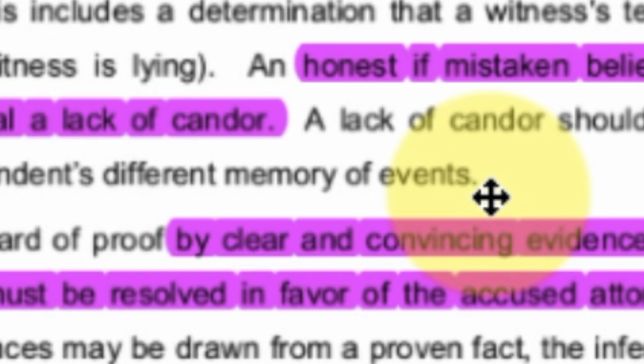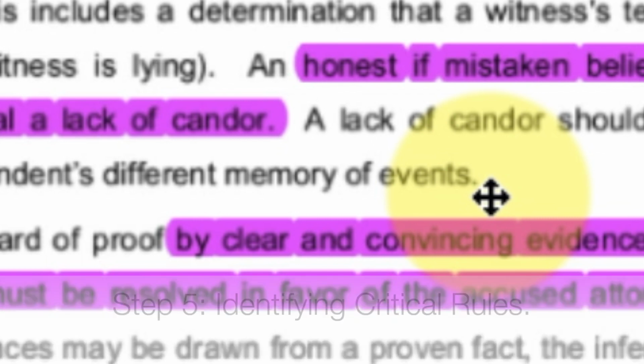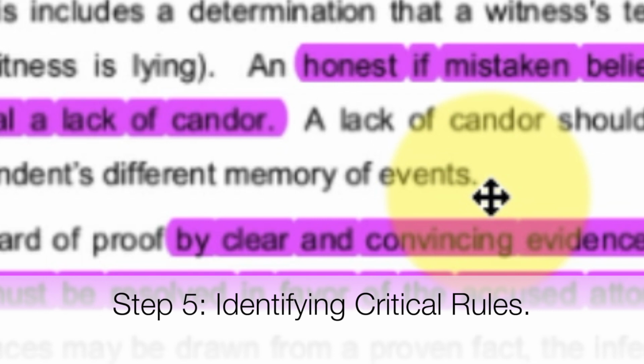Of course, later on you do see, after you focus on the file, you do clearly see that Miss Watkins there, that she could not remember many things. So that's going to be critical. Now, the reason I did not highlight that again is because that's going to be saved for step number 7. But you can see already under step number 5, I'm already identifying areas that are critical.